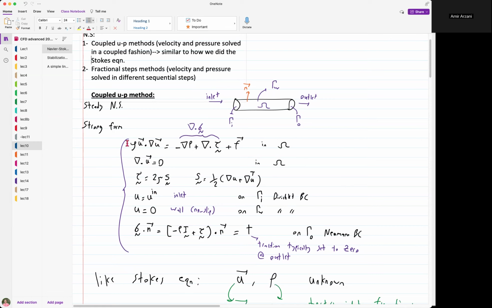So we have the nonlinear convection term, we have divergence of sigma, and we have the body force, and the stress made up of pressure and viscous stress parts. We have conservation of mass, and we have a constitutive equation for the viscous stress tensor written in terms of the strain rate tensor. And then we have the domain omega.